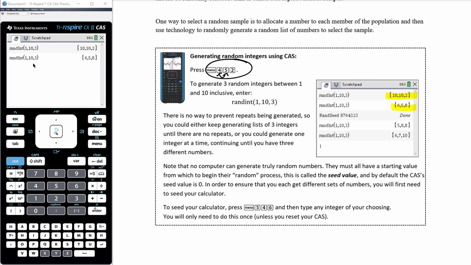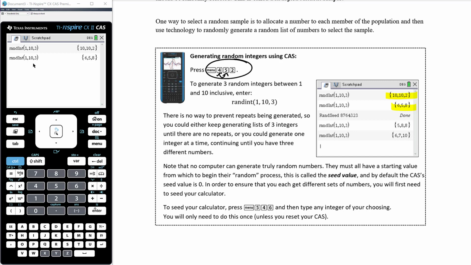So one of the problems we have here is no technology can be genuinely random. Okay, it has a sort of algorithm by which it can generate random numbers, but it has to have a starting point, and we call that the seed value. And the problem is that in the factory settings of the CAS, everyone's CAS has the same seed value, and I think it's probably just 0. So what we need to do is we all need to seed our CASs so they have a different starting point. And it doesn't matter what number we choose. It doesn't have to be a single digit number. You can choose any number.